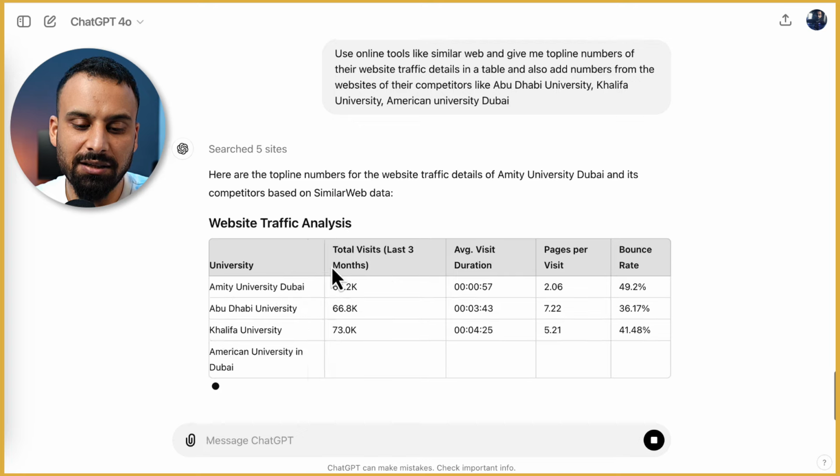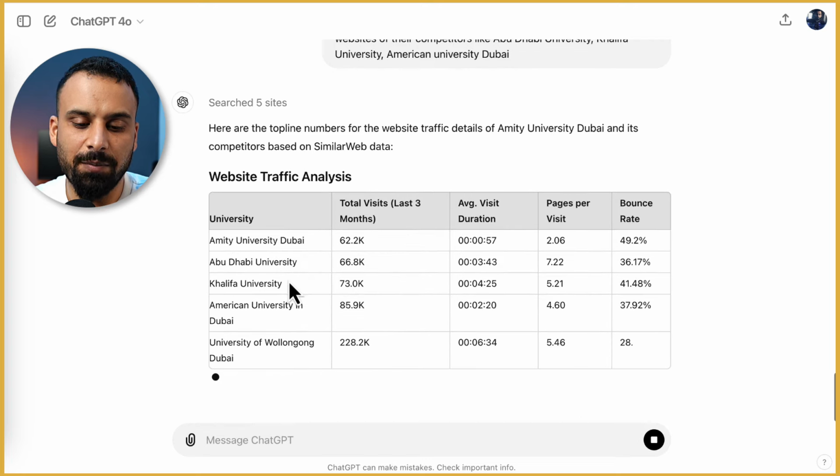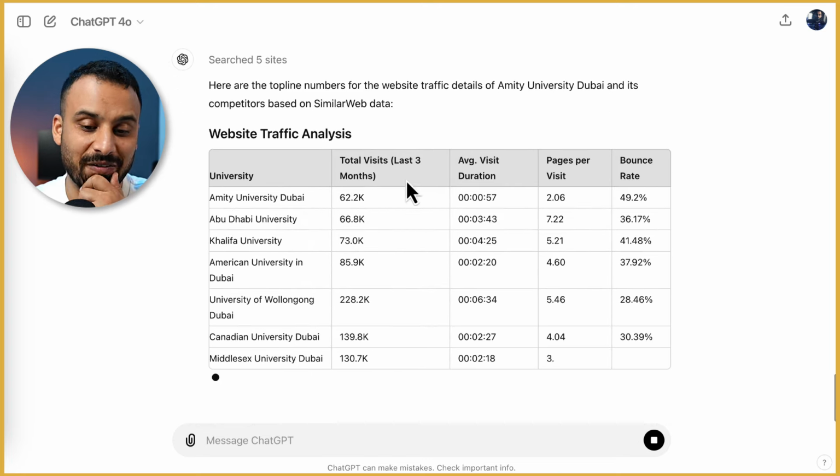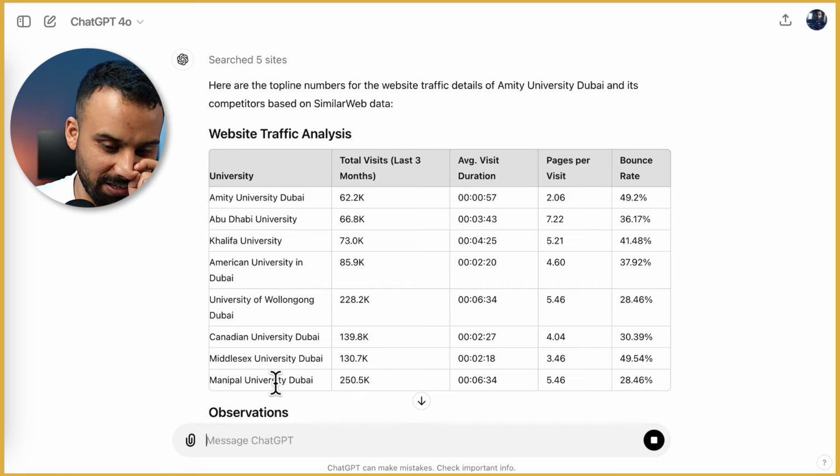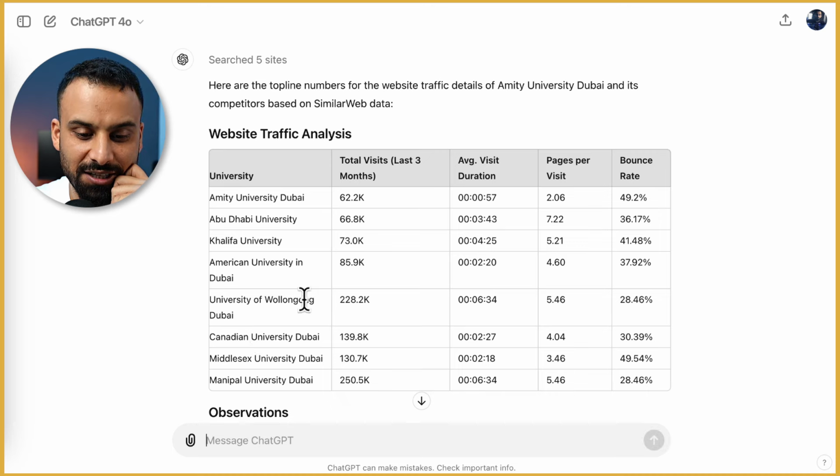Now it's telling me these are the website traffic analysis. MET University Dubai, total visits last 3 months, 62,000. Average visit duration is this, pages per visit is this, bounce rate is this. Now, from what I see, Middlesex University, Manipal University, Canadian University, University of Wollongong, these are the private universities and they have a lot of traffic.